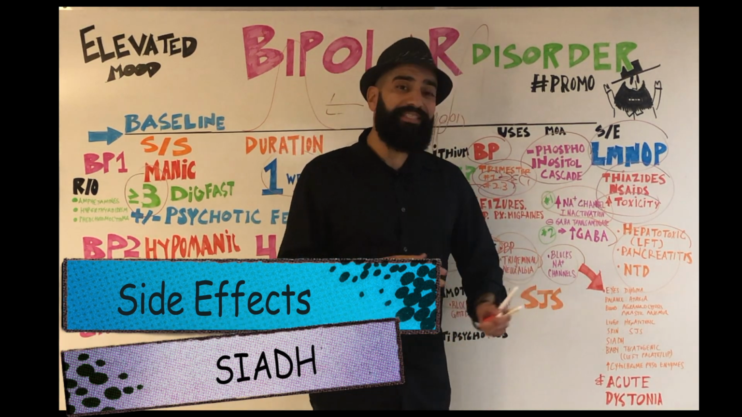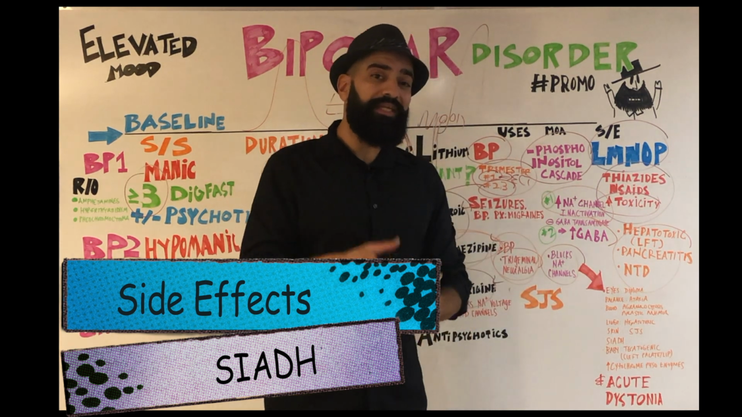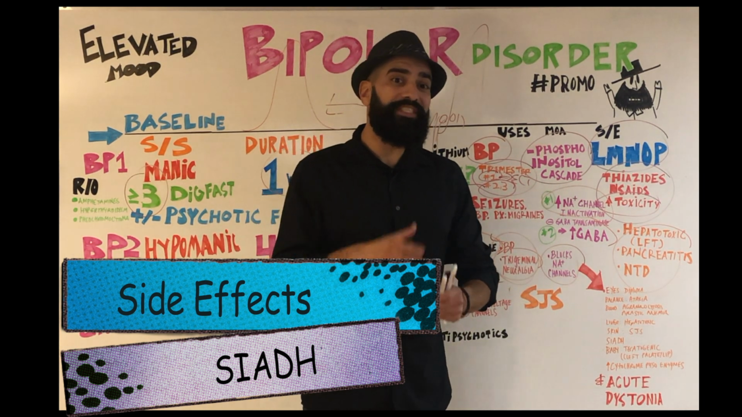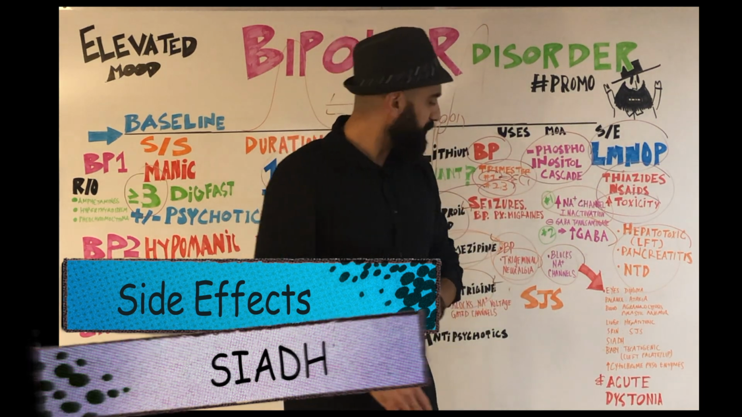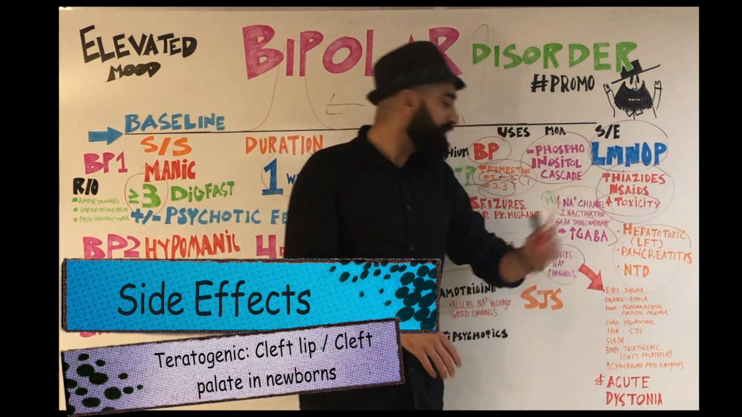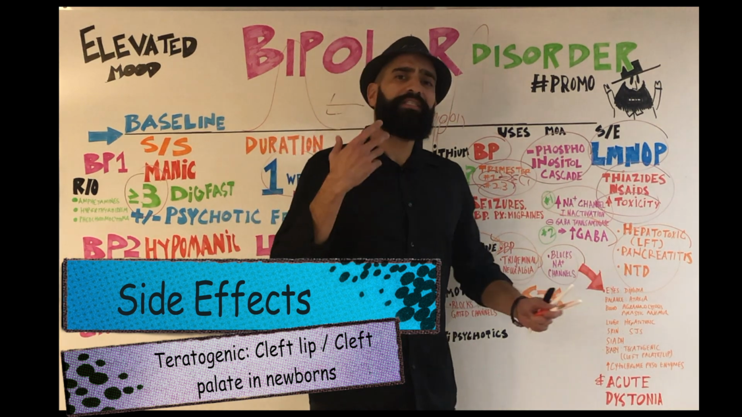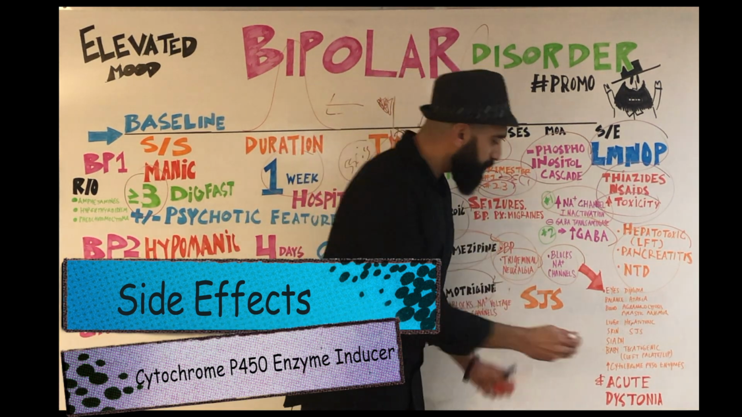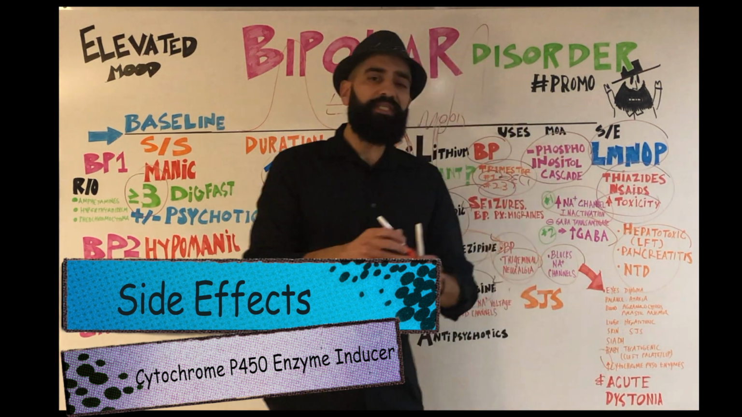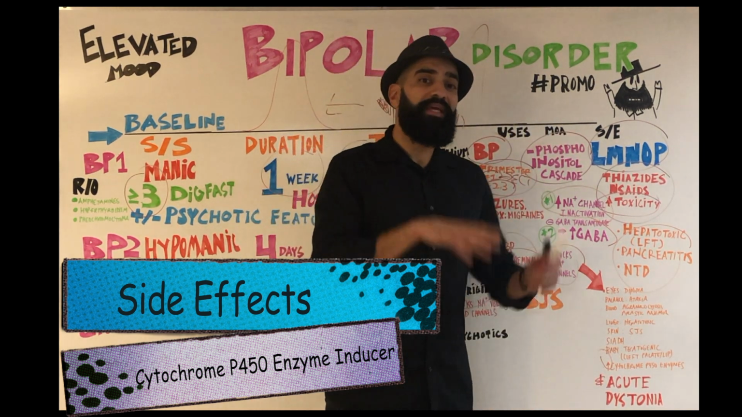It's going to cause SIADH, syndrome of inappropriate antidiuretic hormone secretion. Again, go back to the endocrine series. We have you covered on the SIADH stuff. Okay? For babies, it's teratogenic. It can cause a cleft lip and cleft palate. And also this one over here, what it says, increases the cytochrome P450 enzyme complex.